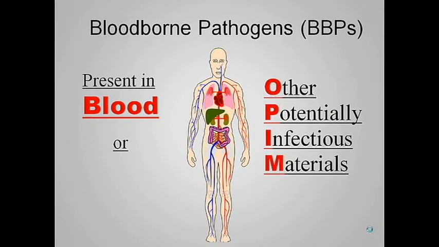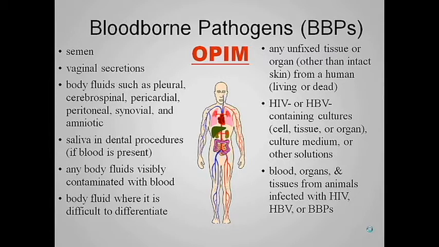Along with the blood, you could also have bloodborne pathogens in your OPIMs, your other potentially infectious materials. Again, these materials are within the body. You're not going to bump up against somebody and get an automatic transfer from one person to another, unless you have an open wound and you have that blood-to-blood transfer. As you can see here, the examples are semen, vaginal secretions, and body fluids, such as those around the lungs, around the spine, around the heart, things again that are within the body. Saliva in dental procedures, if blood is present, or a body fluid where it's difficult to tell the difference.